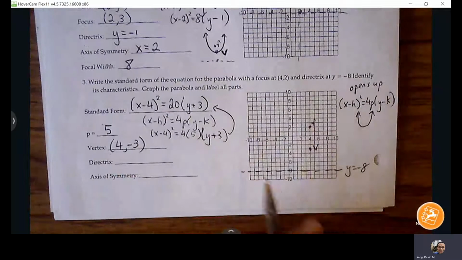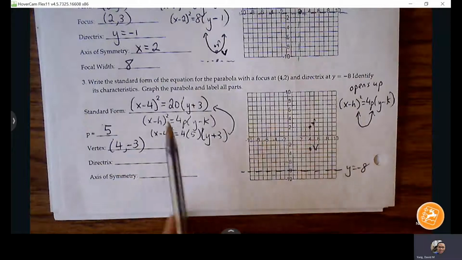Sorry, you may not have enough room to do the full focal width. So wide there.